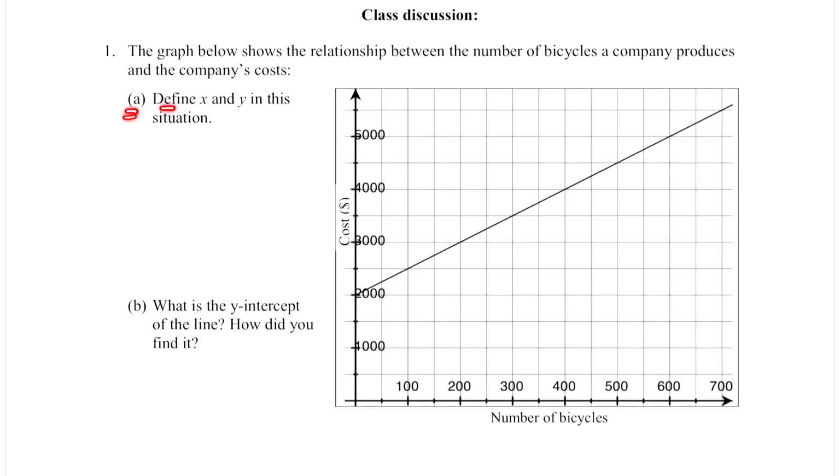So let's start by defining X and Y in this situation. Our X variable represents the number of bicycles. That's here. The Y variable represents the cost in dollars to produce the bicycles.